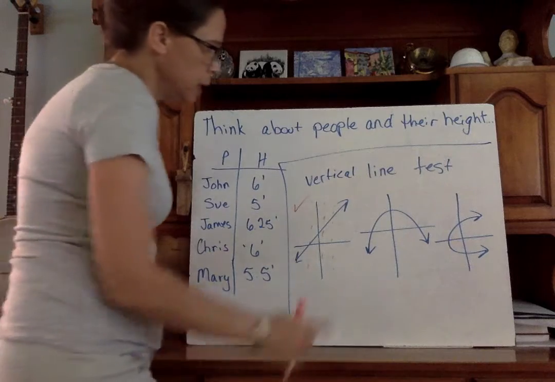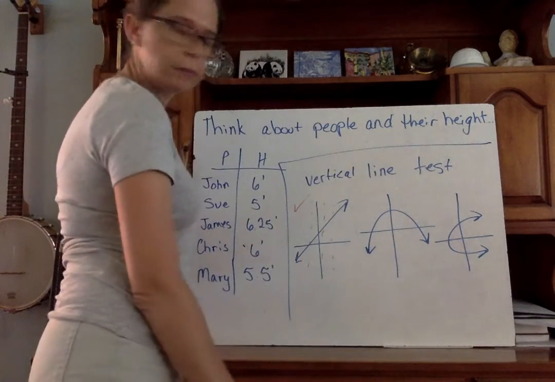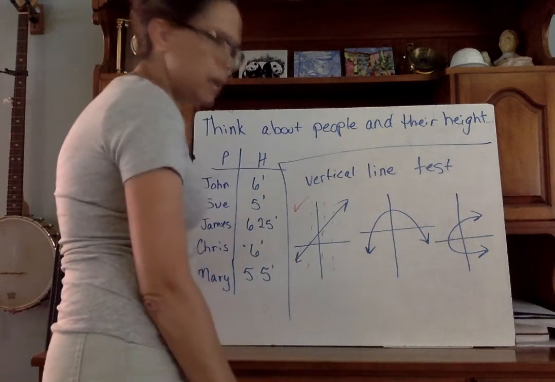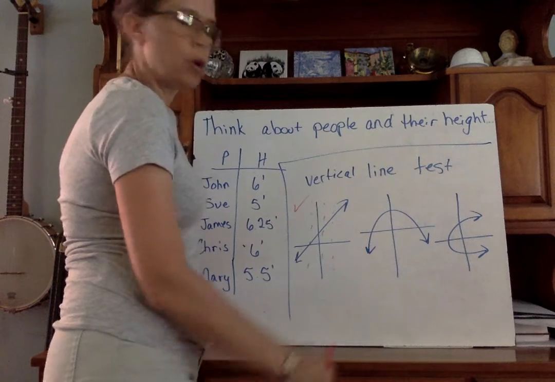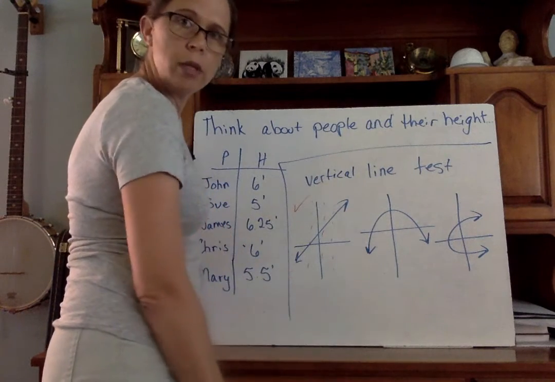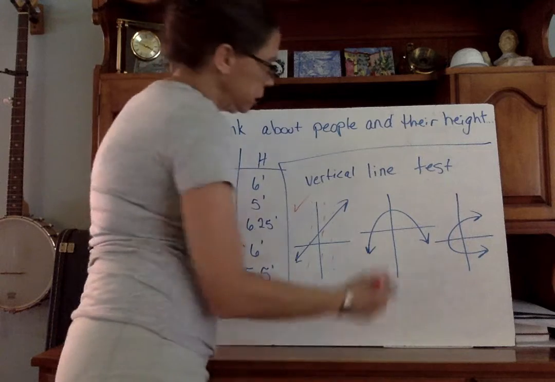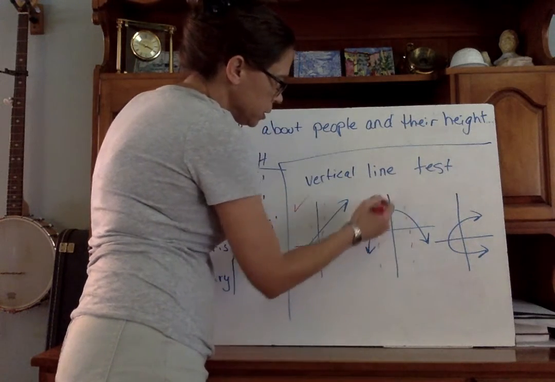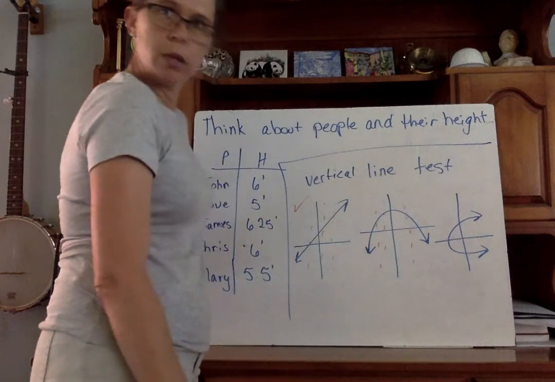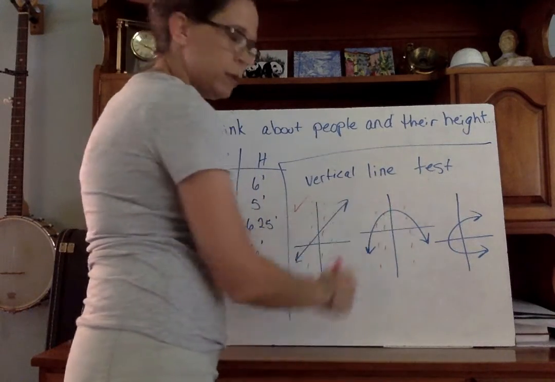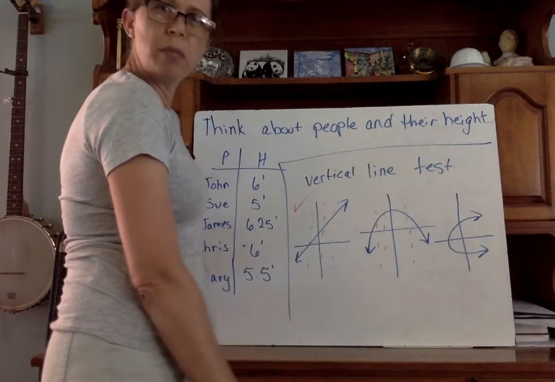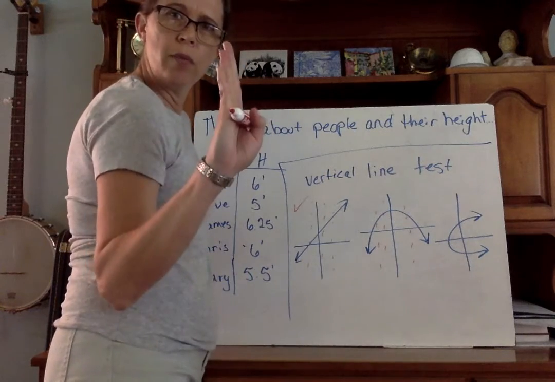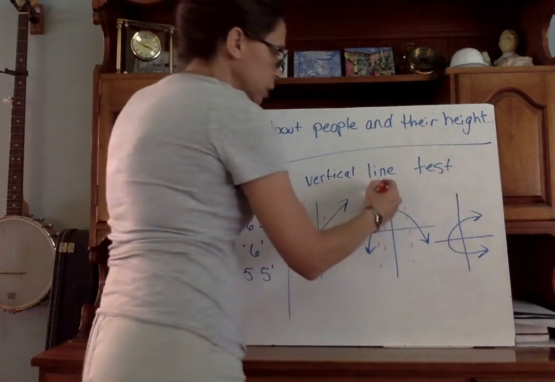Okay? Now let's look at this parabola. Is there anywhere on this parabola that I can draw a vertical line and cross the parabola more than once? Let's try. That just crosses once. That just crosses once. That just crosses once. There's nowhere on the graph of this parabola that I will cross the parabola more than once with a vertical line. This one is a function.